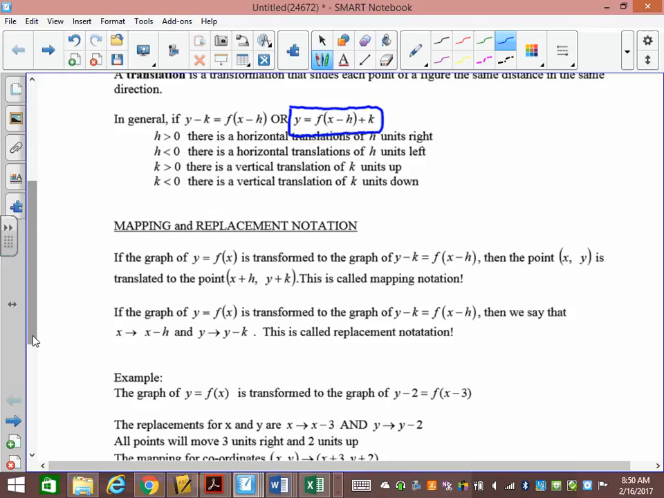Replacement notation is what you're actually replacing back into the equation. So this is if I give you the transformed equation and I ask you to move points or a graph, right? I use mapping notation. I use replacement notation when I give you the mapping or I give you the words and I'm asking you to write the new transformed equation. You'd use replacement. So this will make sense here.